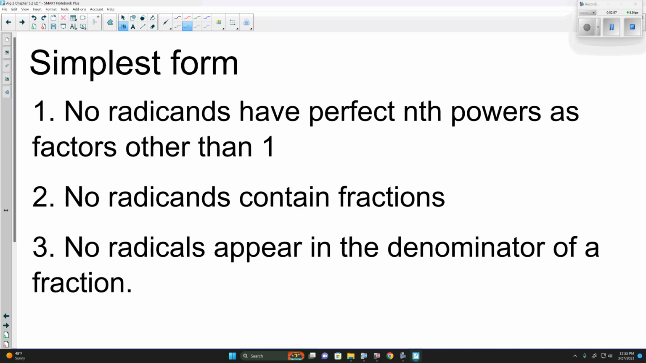All right, guys. So looking at this here, we have these 3 again. Now, you're not having to rewrite them back out. But for it to be in simplest form, no radicals can have perfect nth powers as factors other than 1. No radicands can contain fractions. And no radicals can appear in the denominator of a fraction.